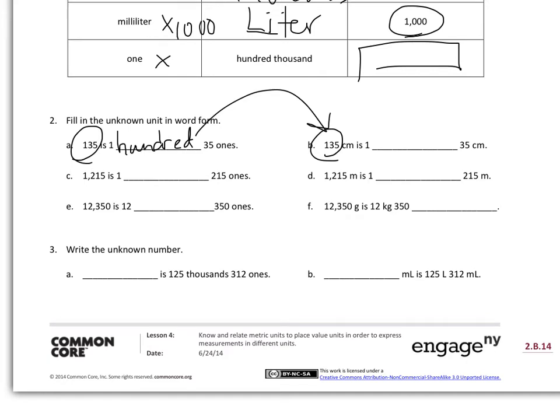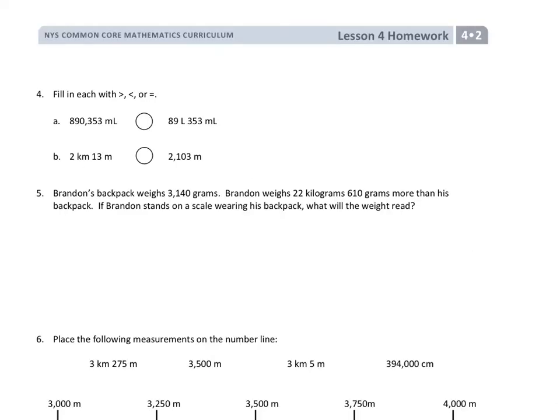So on number 3, you're going to combine what they show you and you're going to write the number. So you're working opposite of what you just did in 2. So I'll help you with the first one. It says 125,312 ones. Well, I hear 125,312 and these are worth ones. So try the next ones yourself. You're just doing a conversion of liters and milliliters.